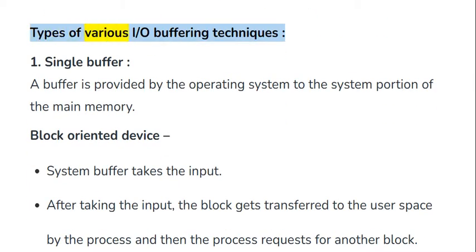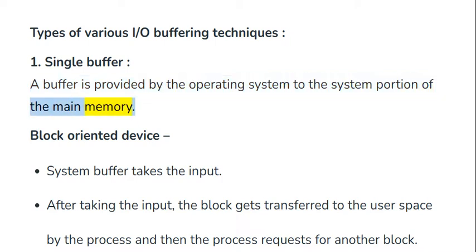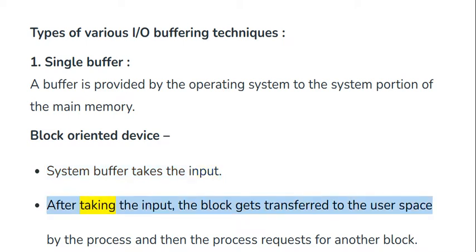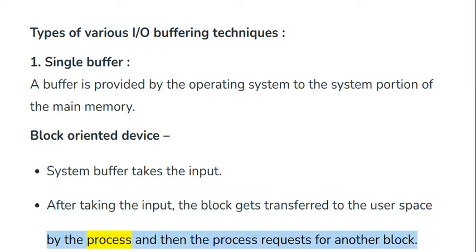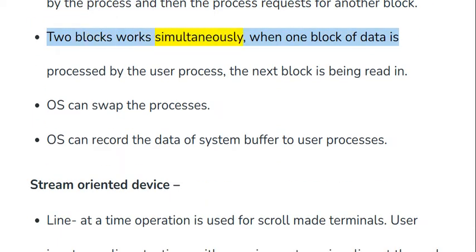Types of various I/O buffering techniques. 1. Single buffer. A buffer is provided by the operating system in the system portion of the main memory. Block-oriented device. The system buffer takes the input. After taking the input, the block gets transferred to the user space by the process and then the process requests another block. Two blocks work simultaneously.